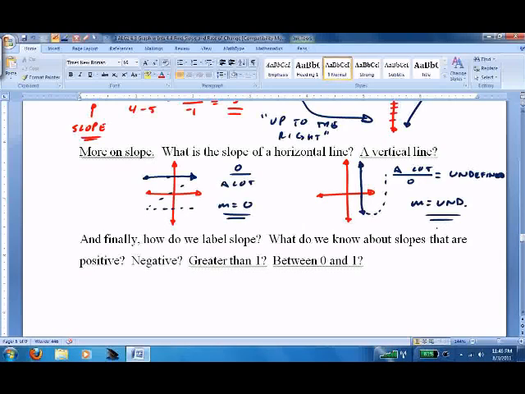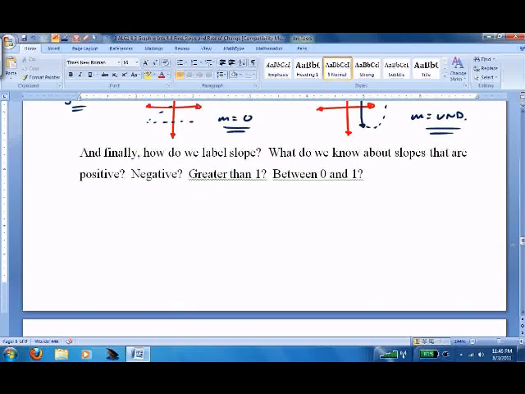Don't get this confused with the equation. The equation of this line is, I hope you remember, y equals 3 or something like that. And the equation of this line is x equals 2, or something like that. So those are two different things. The equation of the line and the slope of the line are two different things. So, told you I'd talk about this briefly.